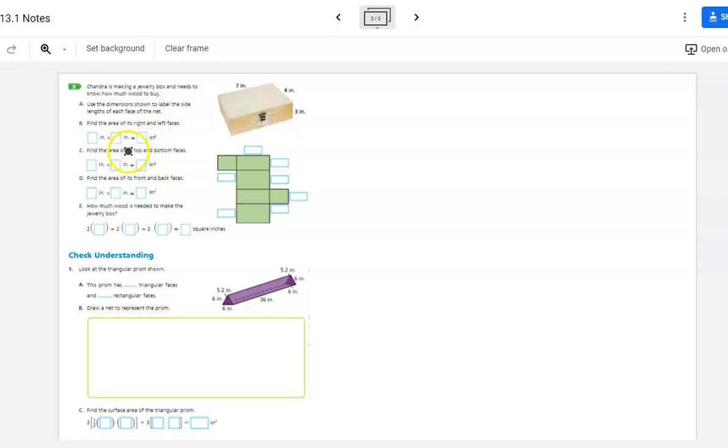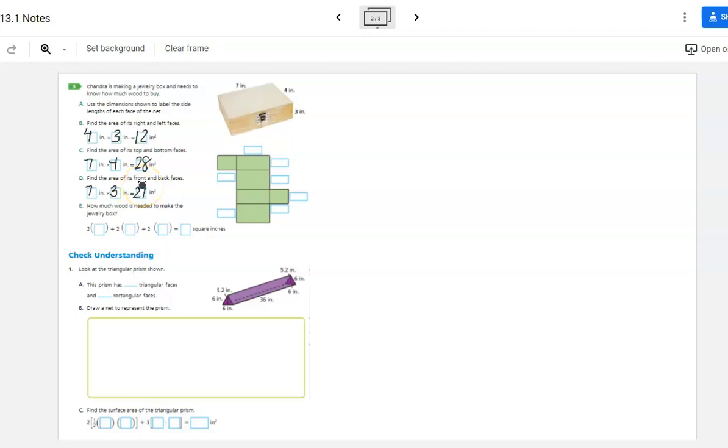Okay, so find the area of its right and left faces. So the right, we have 4 by 3. That is 12. The top is 7 by 4, and that is 28. Front and back. So I have 7 and 3, which is 21.